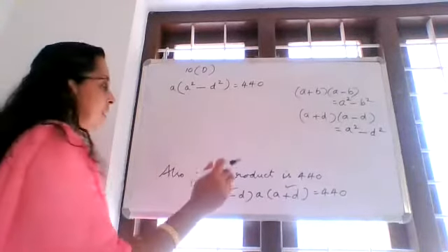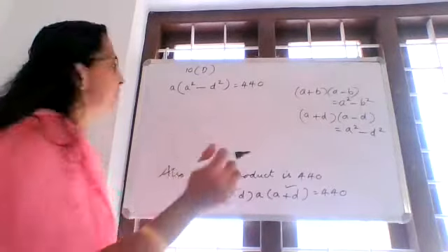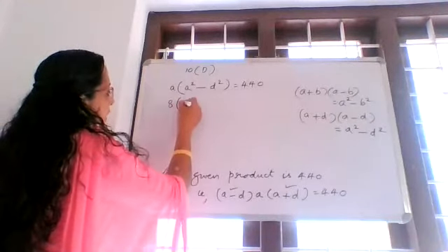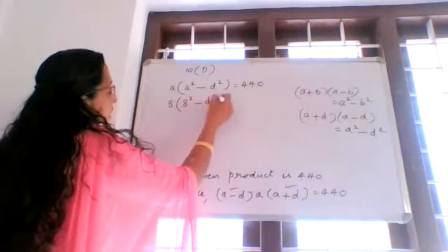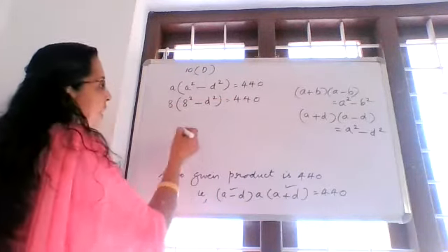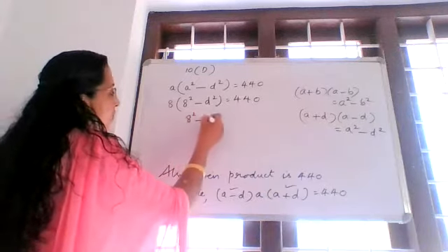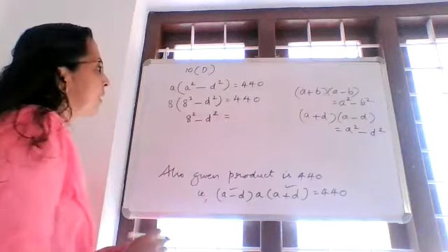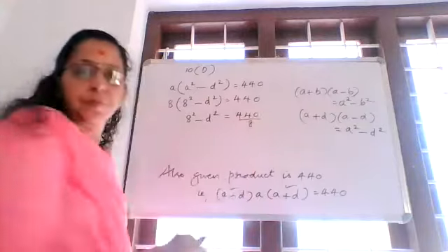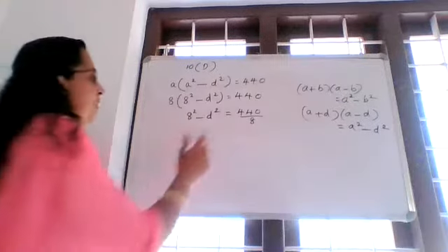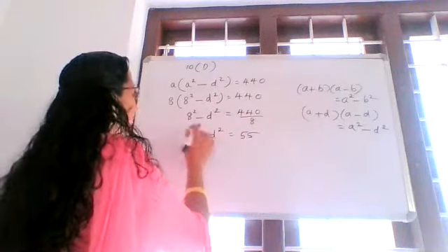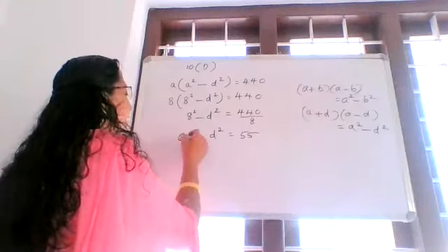The next substitute A is equal to what? What value did we get for A? 8. So substitute that now. A is equal to 8. Here A square means 8 square minus D square is equal to 440. So better take this 8 to the denominator on the right side. 8 square minus D square will be 440 divided by 8, which is 55. So 8 square we can write as 64.